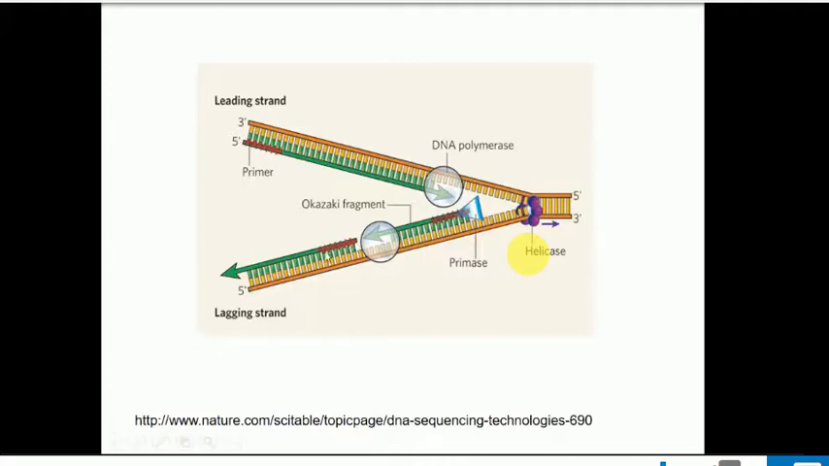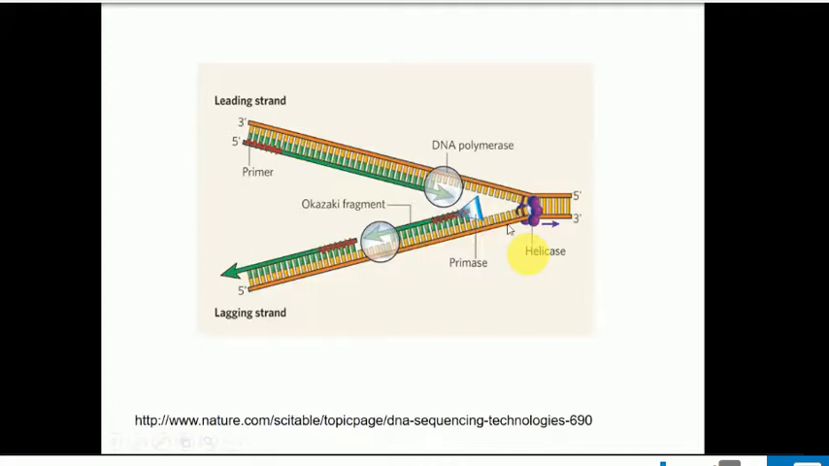Each of these has to have its own primer synthesized first. And each of these will subsequently be sealed, and the enzyme that does that is DNA ligase that you'll be familiar with in the context of DNA cloning. But DNA ligase wasn't put on Earth to help us clone DNA. It was put there to seal gaps in replicating DNA.